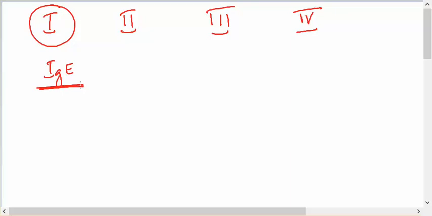So why is it immediate? Because of immediate degranulation. Understand? The mast cells already store granules, so they need not synthesize the granules. That's why the reaction is very immediate.